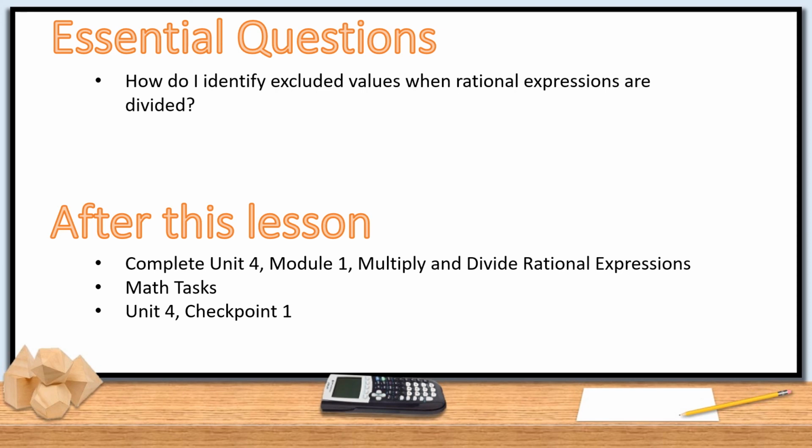All right, that brings us to the end of today. How do I identify excluded values when the rational expressions are divided? You factor it first, you invert, so you do the reciprocal of the divisor fraction, then multiply, cancel out any common values, and just check that you've got all the excluded values included.